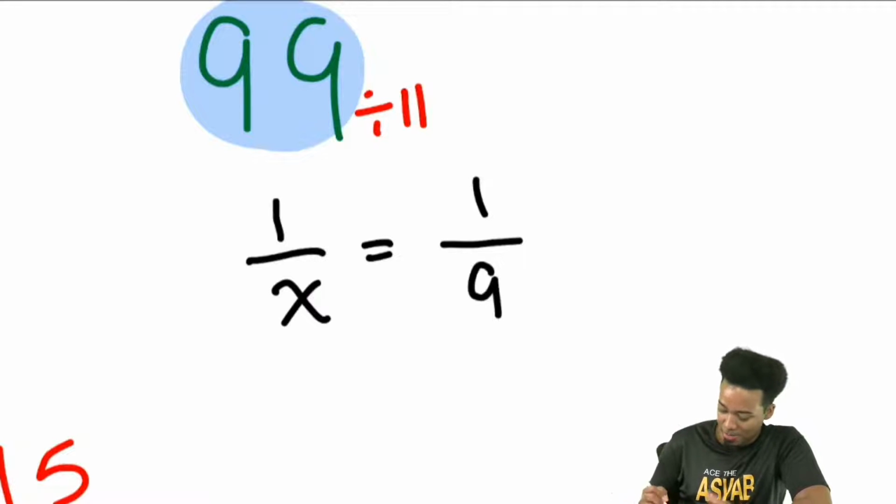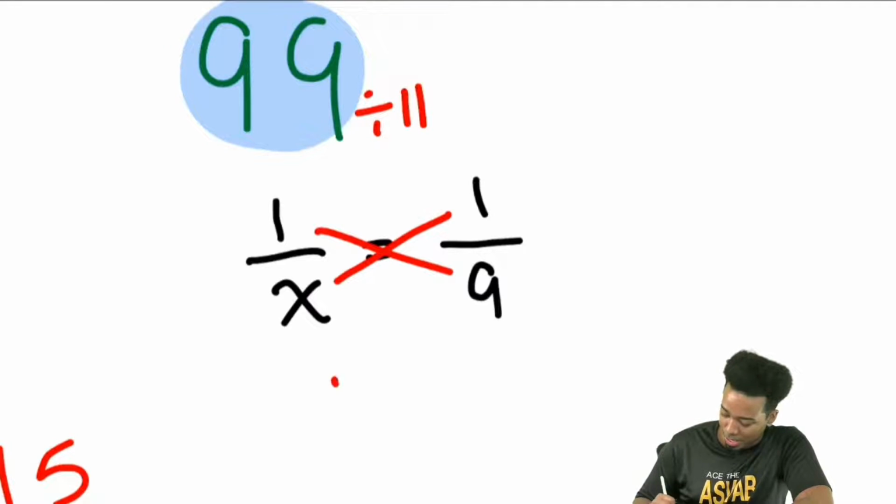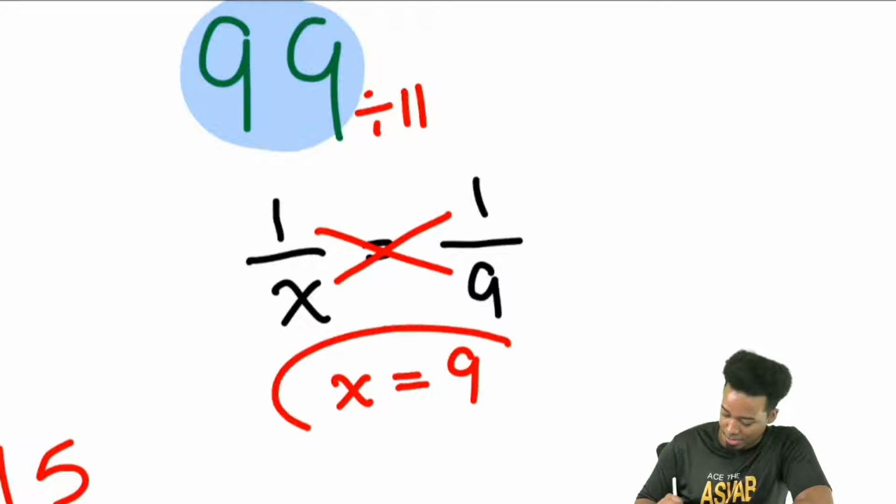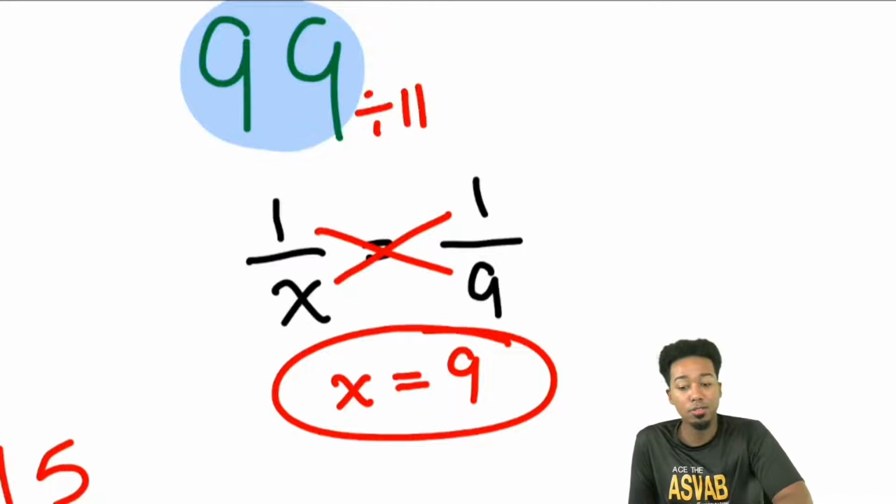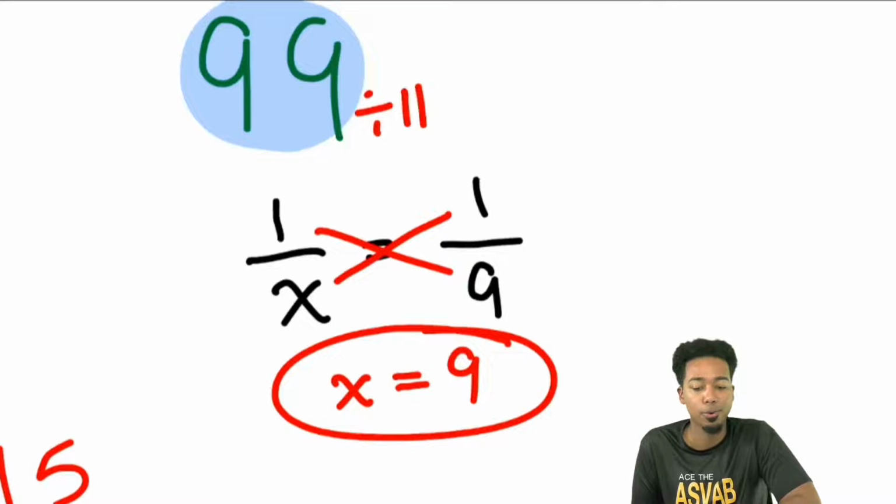And if you don't believe me, cross multiply. 1 times x is x. 1 times 9 is 9. And there you go. That one was a pretty straightforward one. I think we can all agree on that. And we're good.